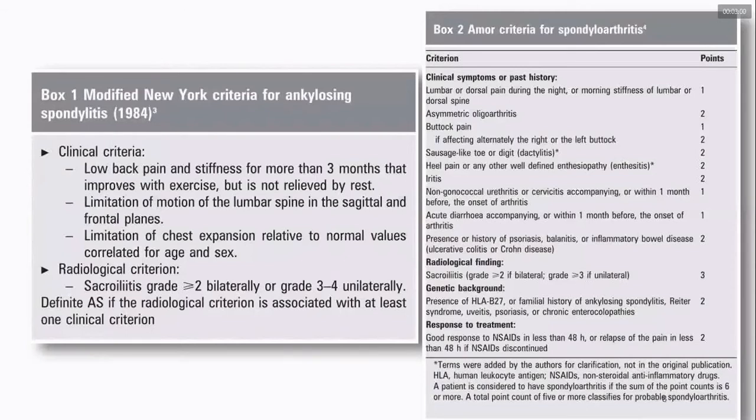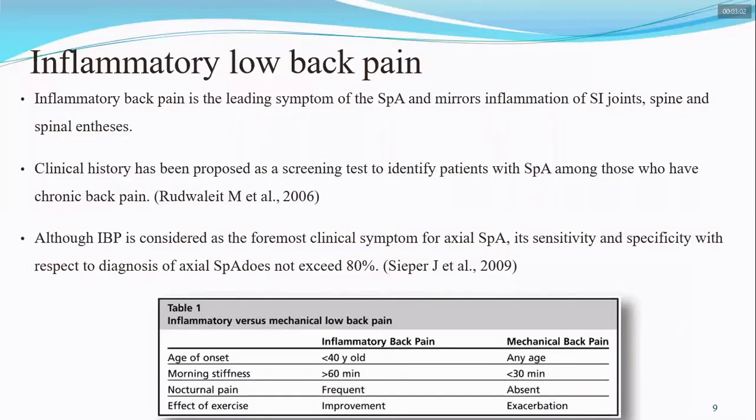The basic pain complaint of the seronegative arthritis is inflammatory low back pain. Basically, inflammatory low back pain differs from mechanical back pain by the age. Usually it's less than 40 years old, while in mechanical back pain it can be any age. There will be a morning stiffness of more than 60 minutes, and in mechanical it will be less than 30 minutes.